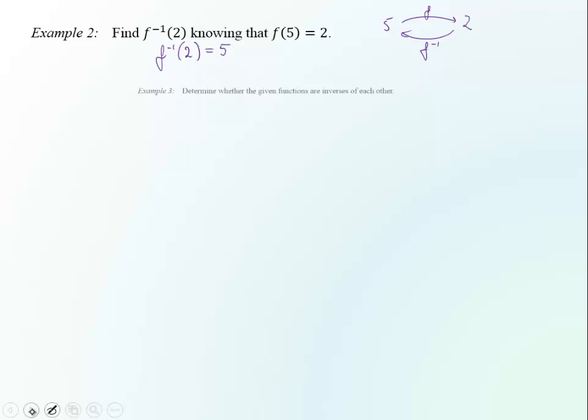Okay, in this example, we are asked to find the inverse function of 2. That means how much is f^-1 of 2, knowing that f of 5 is 2. So if I start with 5 and function f brings the 5 to 2, then function f^-1 takes the 2 and brings it back to 5. So the answer is very simple. f^-1 of 2 is actually 5.